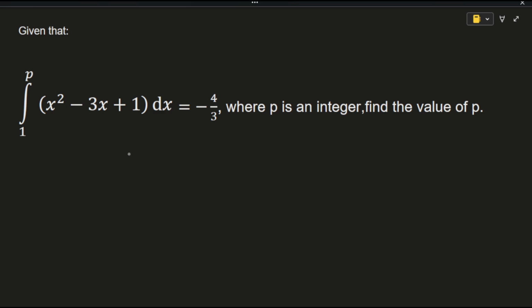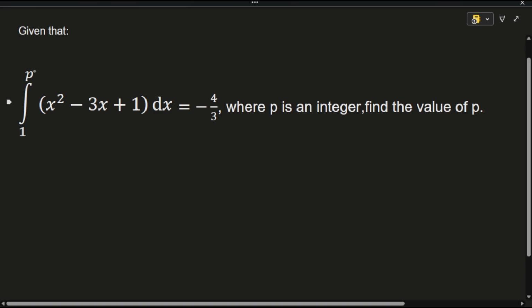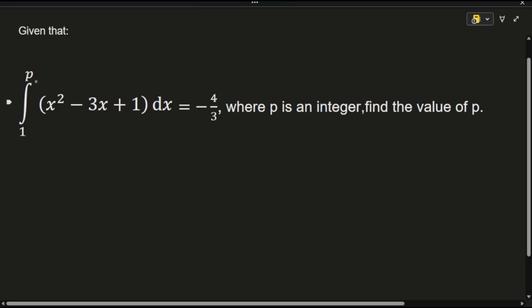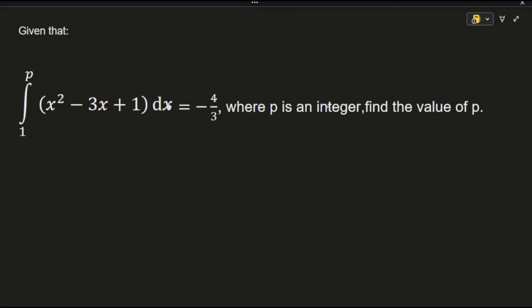Now, in this video, let's look at this question where we are asked to determine the upper limit of this definite integral, which has been evaluated as -4/3. So we are asked to determine what the upper limit of this definite integral is going to be. Now, p is supposed to be an integer. So let's attempt this.